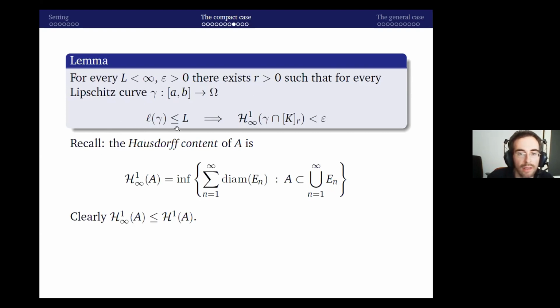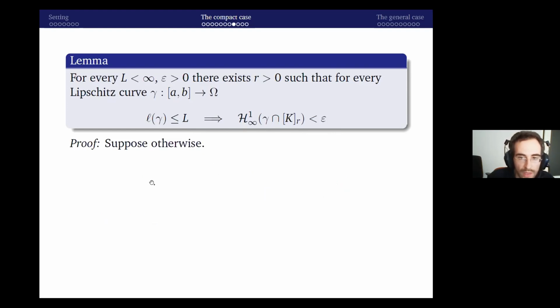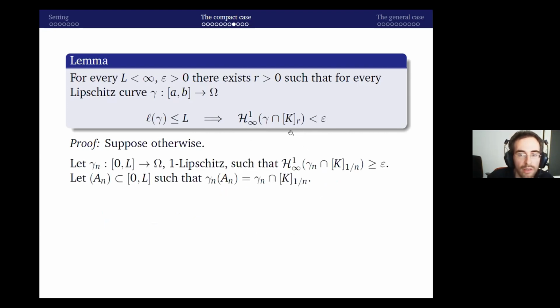of K such that if a curve has at most this length, then this Hausdorff content is bounded by epsilon. And the way to prove this is by contradiction. We suppose this wasn't true, which means that we can choose smaller and smaller neighborhoods here and a sequence of curves, gamma n, one-Lipschitz curves, such that this is always at least epsilon. Let's also denote the pre-image of this part of the curve by An.